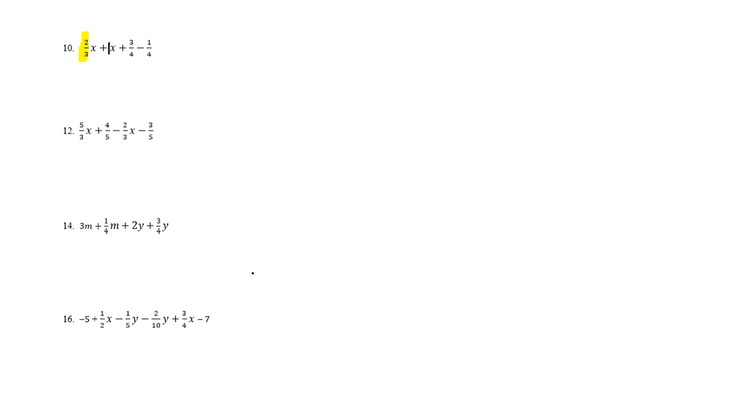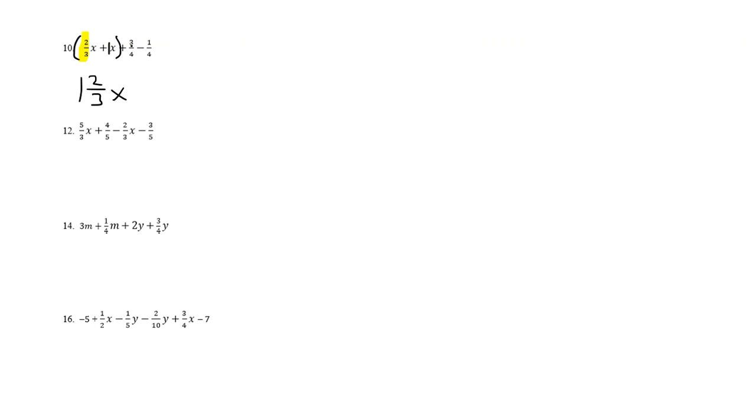Now we follow the same rules that we did when we were combining the like terms for the ones that didn't have fractions. These two have the same last name. They both have an x, and in order to combine them, we're just going to add the two coefficients together. So we're going to add the 2/3 with the 1, and that would just be 1 and 2/3 x.